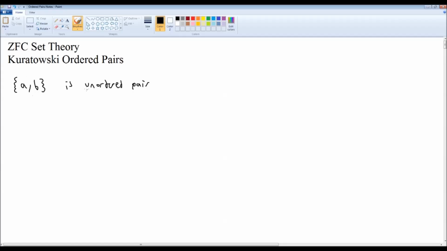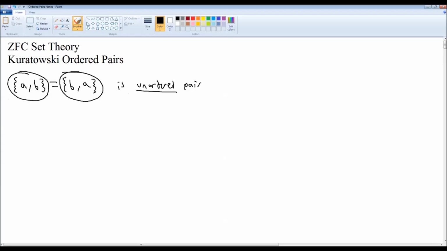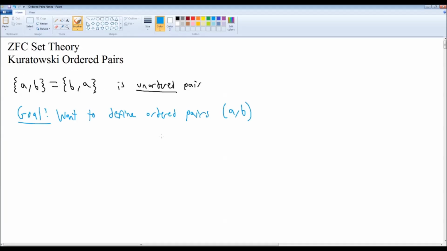So we already have unordered pairs, right? Because A and B are sets, then we can form this set by the axiom of pairing. But notice it's an unordered pair because the order that we write A and B in doesn't matter. We get the same set. But what if we wanted to find ordered pairs?